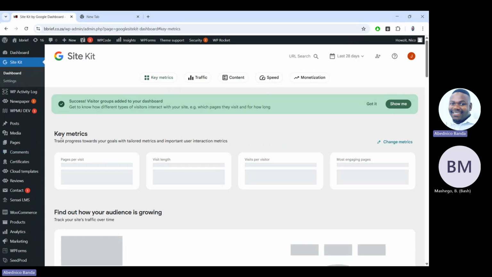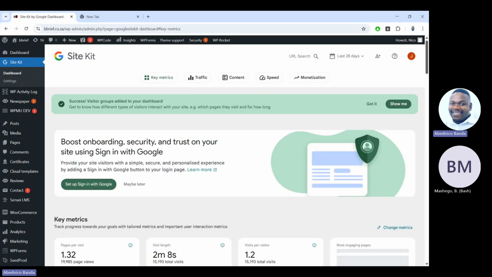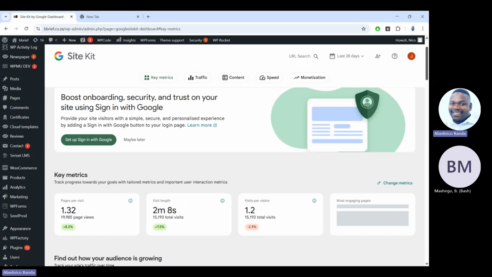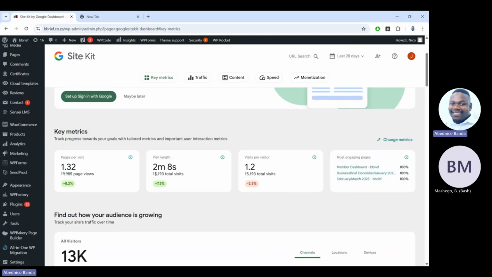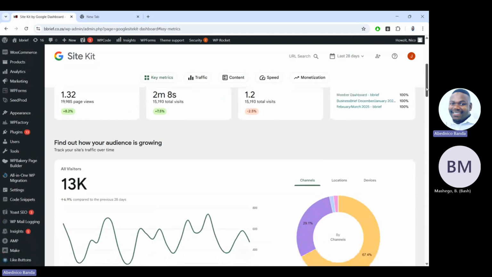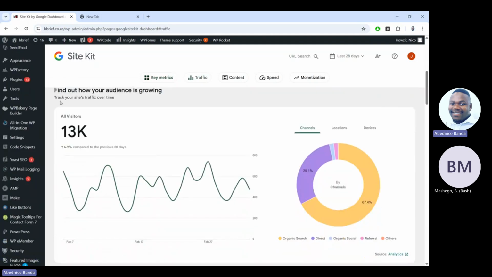See where it says key metrics, track progress towards your goal with tailored metrics. So we can actually see how people are interacting: pages per visit, visit length, how much time they are spending. Can you see that? 2 minutes, 8 seconds. Can you see? Oh, wow. It's actually the information that is there, all your visitors, track your site traffic over time. You can see that.